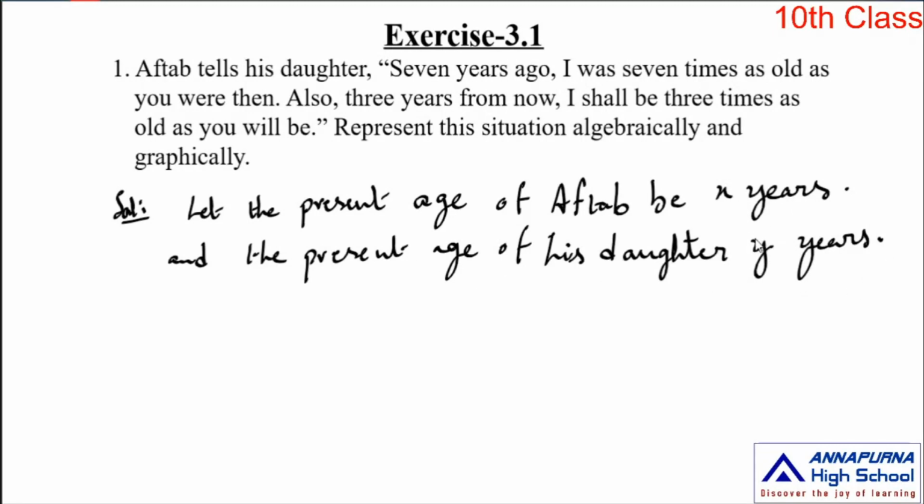Now observe the relation between the ages of these two persons. See the first phrase, 7 years ago I was 7 times as old as you. That means this phrase presents the relation between the ages of Aftab and his daughter 7 years ago. But here x and y are the present ages. So when you frame the relation between the two persons, first we find their ages 7 years ago. So 7 years ago.